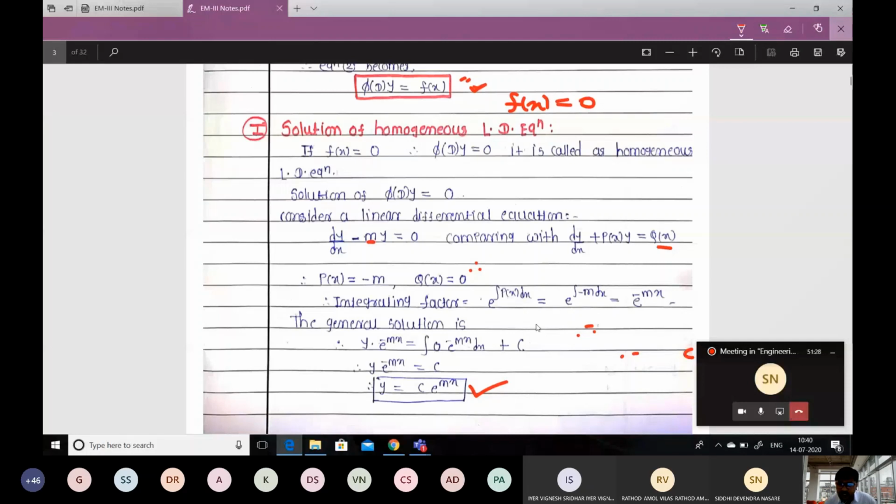Now, what is the formula for getting the solution in case of a linear differential equation? The formula is: you have to write y times integrating factor is equal to integration of q times integrating factor dx plus c. This is the formula. Now we already obtained the integrating factor. We have y, so I'm writing y. The integrating factor is e to the power minus mx, is equal to the integral of q of x. What is q of x? Already found, it is 0. So 0 times e to the power minus mx dx plus c, constant as it is.